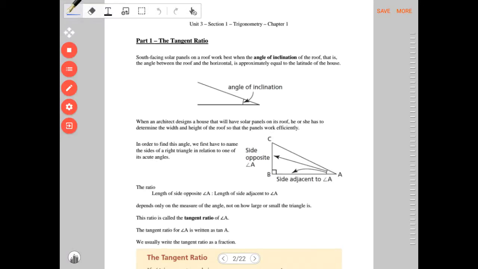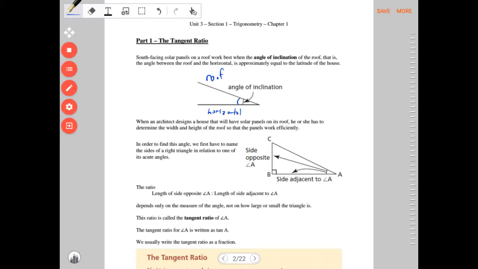Part 1, the tangent ratio. South-facing solar panels on a roof work best when the angle of inclination of the roof, that is, the angle between the roof and the horizontal, is approximately equal to the latitude of the house. If we can picture the slope of a roof, this would be the rooftop. This is the horizontal, like the ceiling in the house. So the angle of inclination is that one.